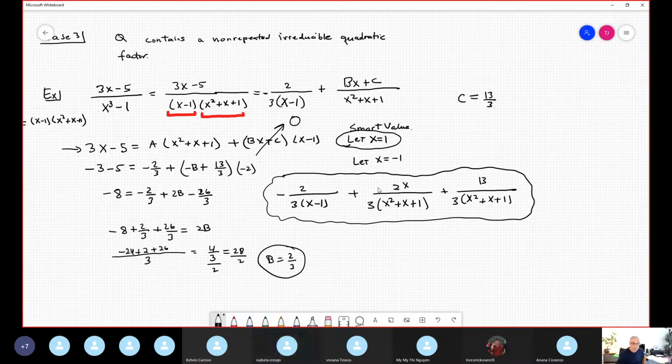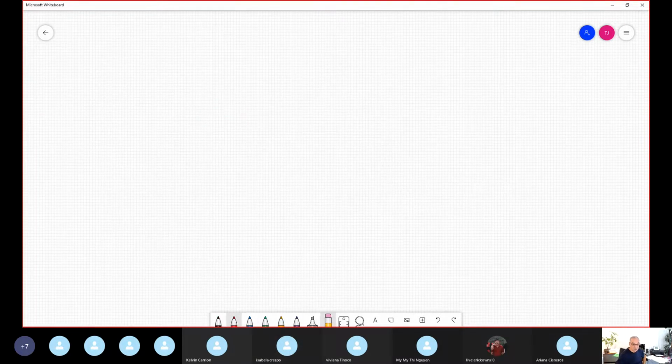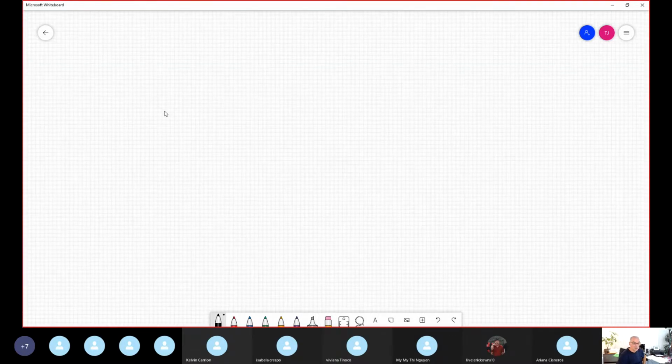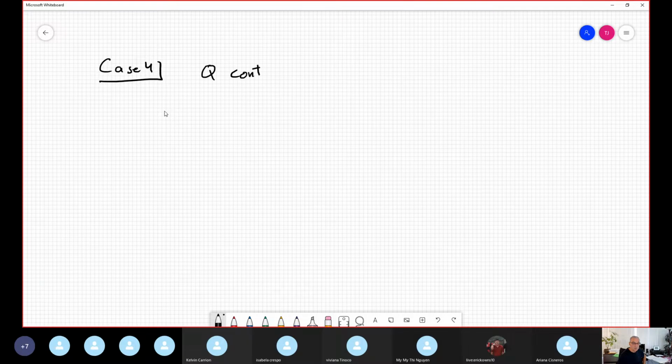Yes, thank you. Okay. Let's move on to case 4, que is the most complicated. I suppose que in the test I never put this. Case 4 is the last one. We have 4 cases. Q contains a repeated irreducible quadratic factors.